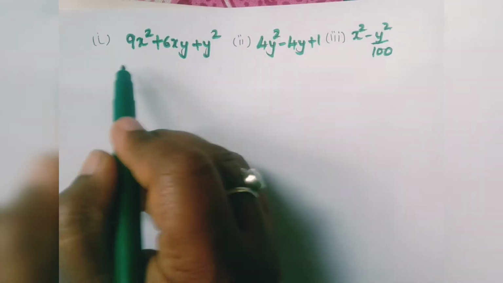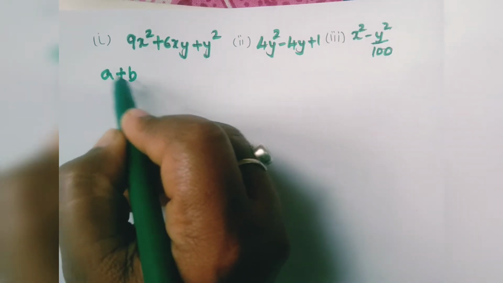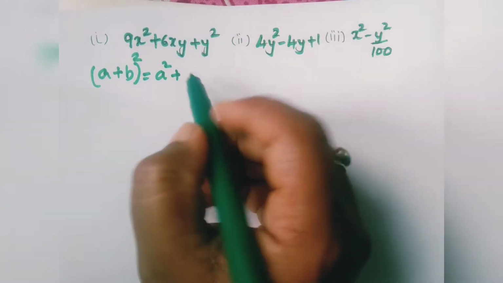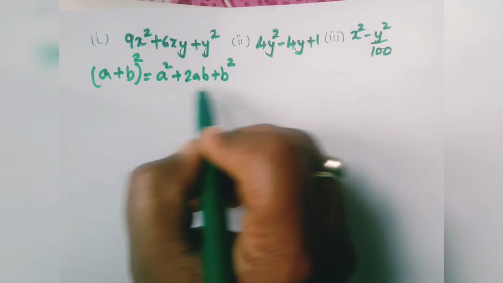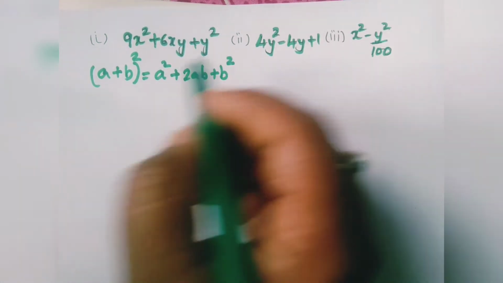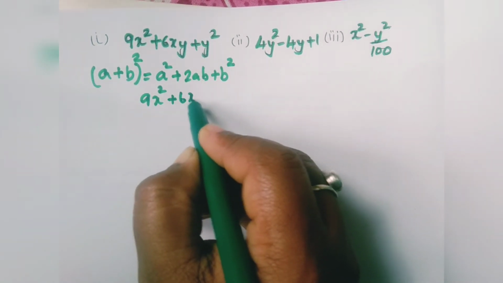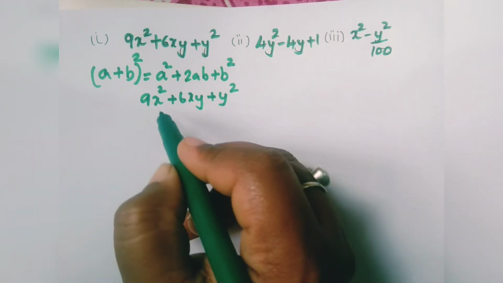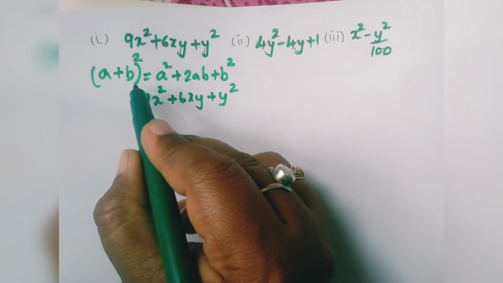Okay, so now here we can apply the a plus b whole square identity, which is equal to a square plus 2ab plus b square. So now you have to factorize this. If you want to factorize, we already have the expansion of this identity. So now you need to identify which is a and which is b, and write it in the form of a plus b whole square.